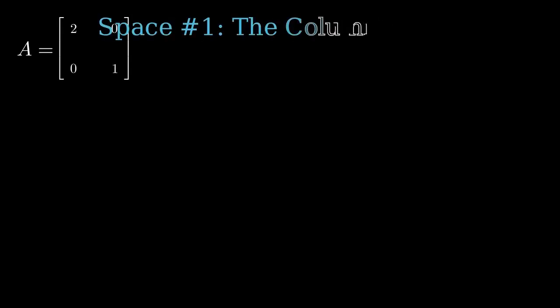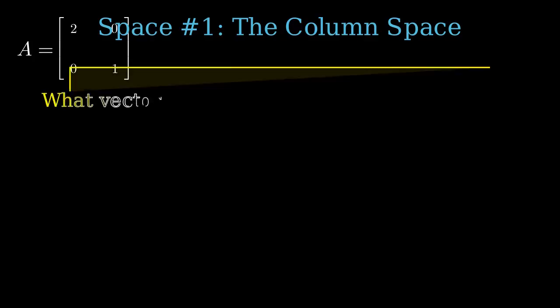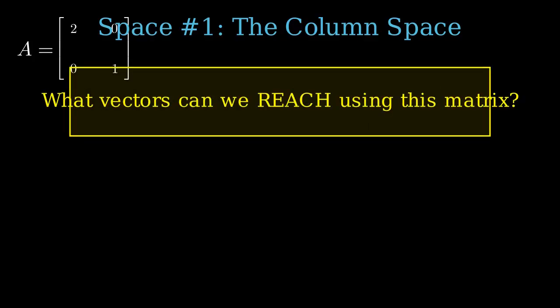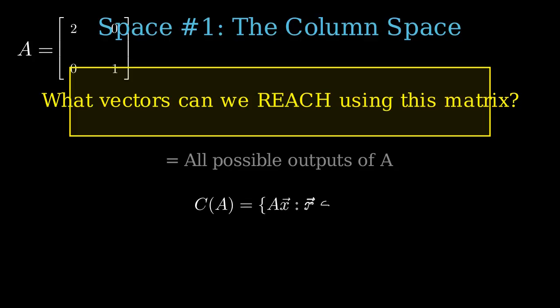Now for the column space, the first and most important subspace. The column space answers this fundamental question. Another way to think about it: what are all possible outputs of the transformation? Mathematically, we write this as A times x for all possible x.